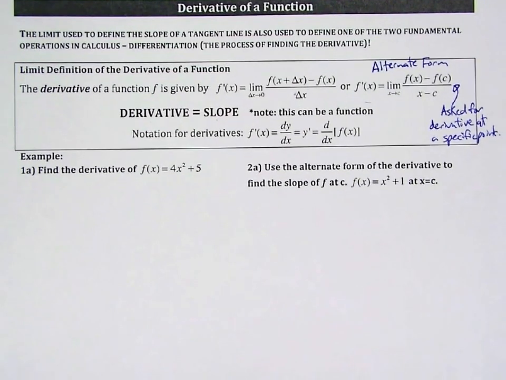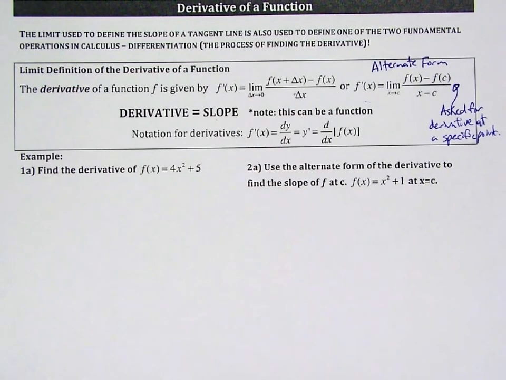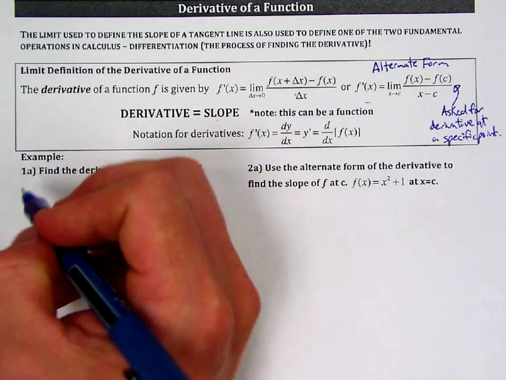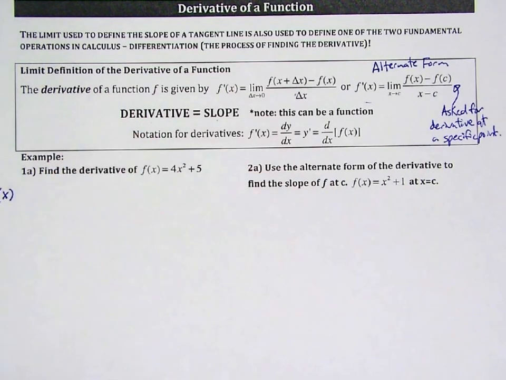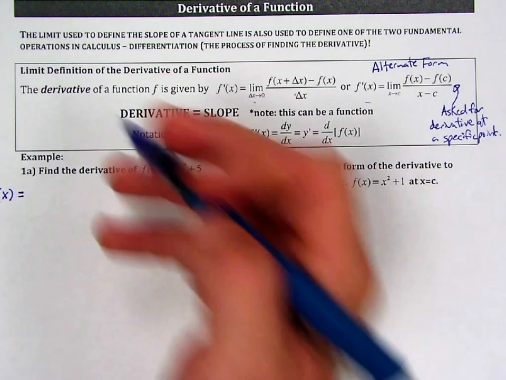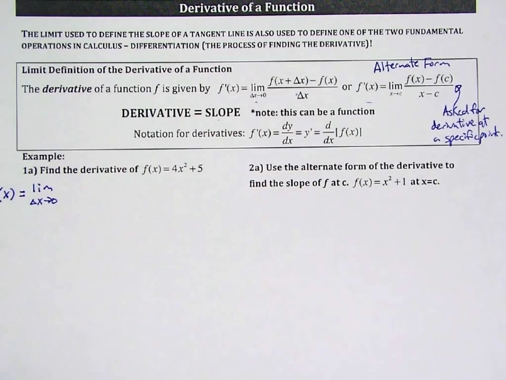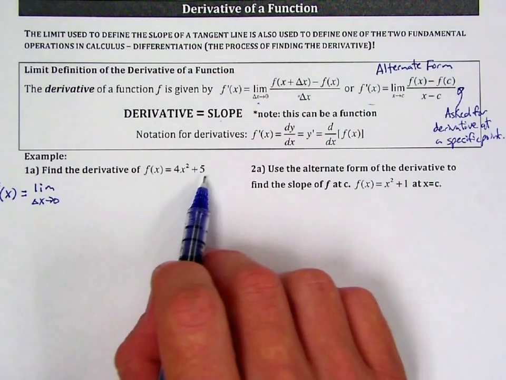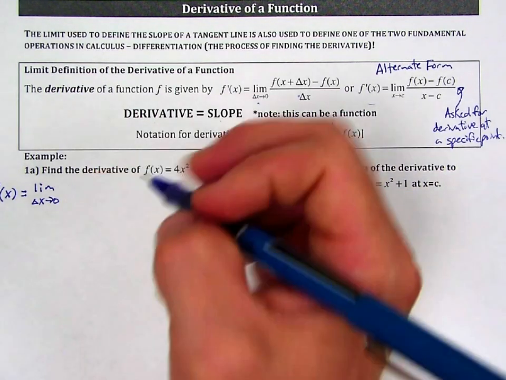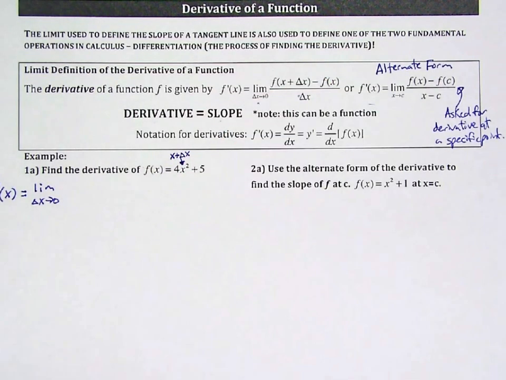So our first example says find the derivative of f of x equals 4x squared plus 5. So here's how we're going to do it. We got f prime of x, and it equals, well, here's our definition, the limit as delta x goes to 0. Okay. Notice we don't have a c here. So we're just going to be using this equation, and what you want to do first is take x plus delta x and substitute it right in there for your x's.